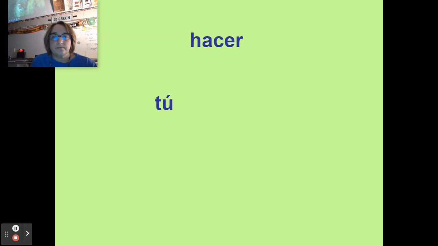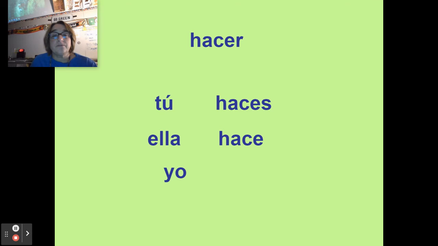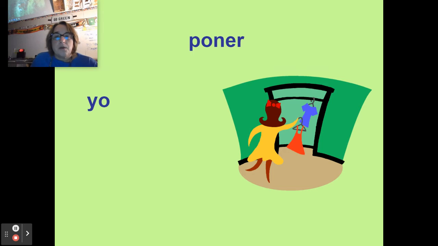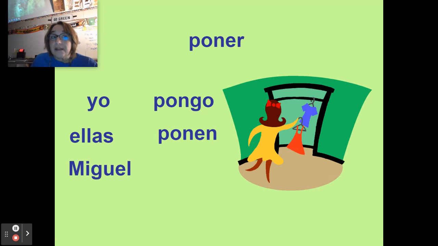Hacer, tú. Haces. Ella. That one, follow the pattern. Hace, the go verb. So the yo form is hago. Go verbs are called go verbs because go is part of the yo form. Go, yo, go. Whatever you want to do to remember it. Poner, yo, it's a go verb. So yo pongo. Ellas ponen. Miguel pone.